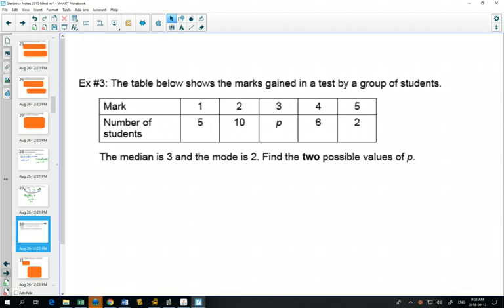So in this question, how many students were there? 15, 17, 23. There's 23 plus P students. We need the median to be 3. So we need the middle value to be here.